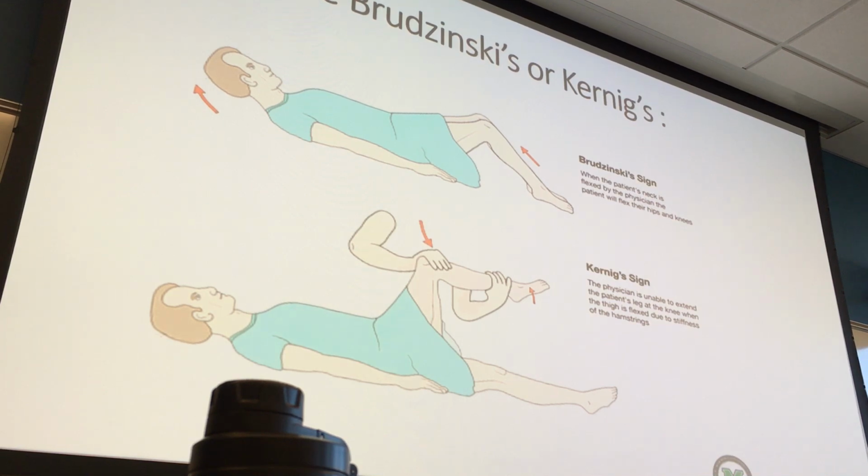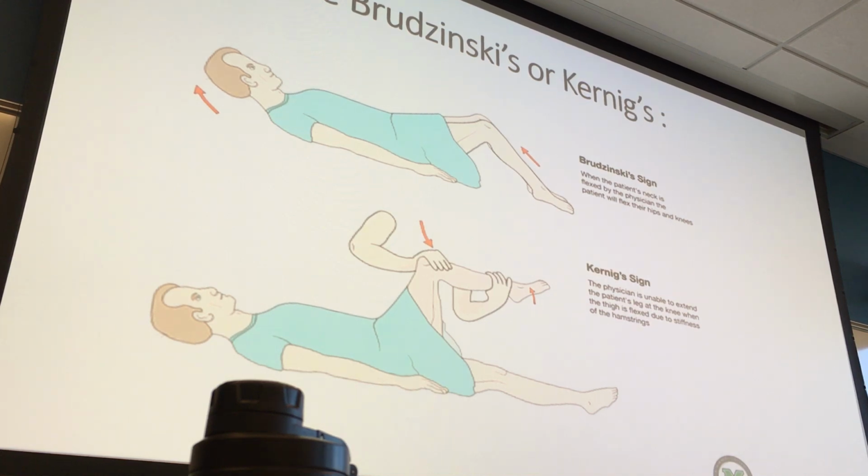Okay, so the Brudzinski sign is when the patient's neck is flexed by the doctor, and then automatically when the doctor does that, the patient flexes their hip and their knees. It's almost like an automatic response. They don't have any control over that response.